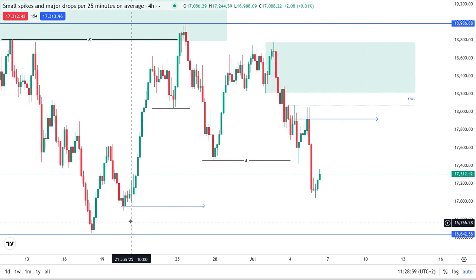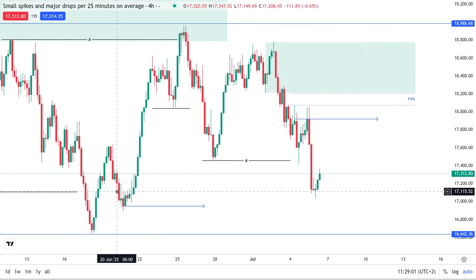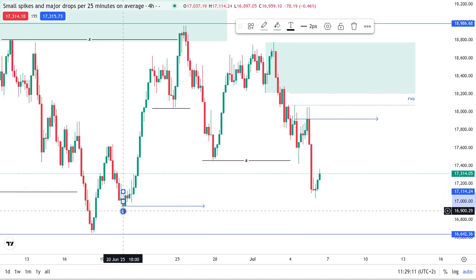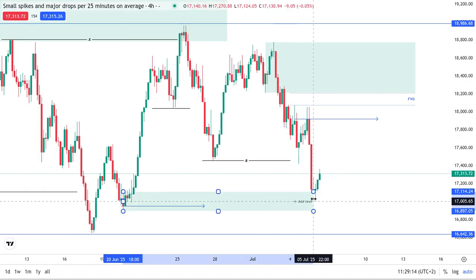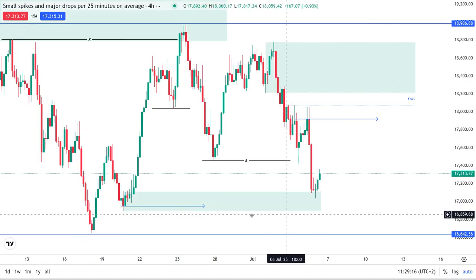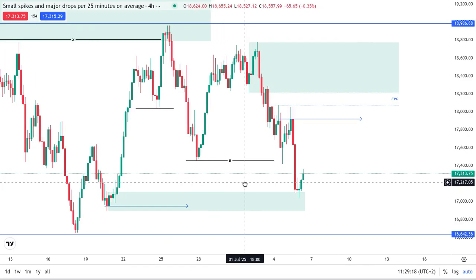and off of this level we have this demand zone right there that price seemingly is reacting off of. So let's just mark up this demand zone right there. Okay, cool.